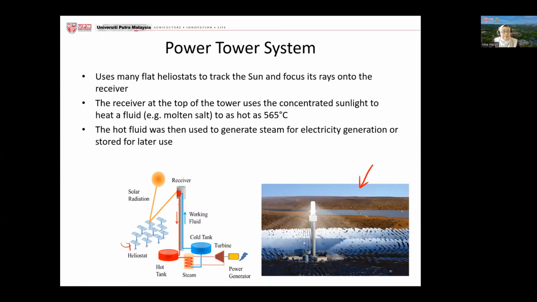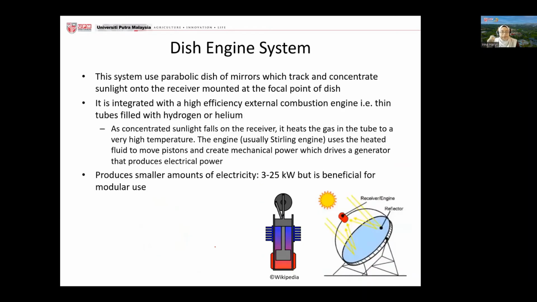And the same thing happens. The sunlight will hit the fluid, whatever fluid is being used. Here it usually uses molten salt, and this salt will be used to heat up water. Water turns to steam, steam turns the turbine, turbine generates electricity. Similar thing. And lastly, the dish engine system.